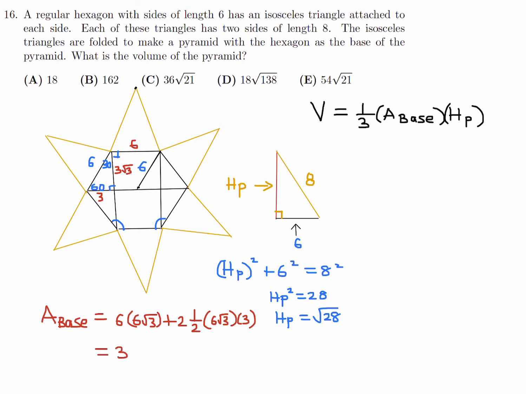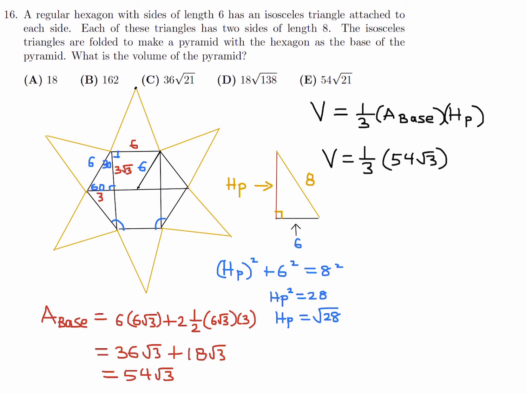Actually, 36 root 3. 6 times 6 is 36, not 18. And that is 18 root 3. Okay, so that is 54 root 3. So all we have to do at this point is go back to my volume formula and substitute it in. So the area of the base is 54 root 3.